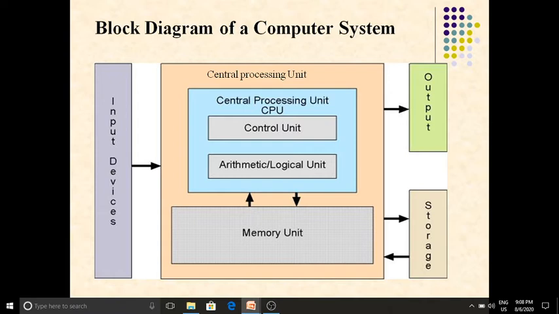You can see the arrows here, and on the right side you can see the arrow for output, and below that you can see storage. Whatever desired output we get will be stored in the memory of the computer. So students, this is the block diagram of a computer system, which you can see as a picture in the slide. Now let us proceed to the next slide.